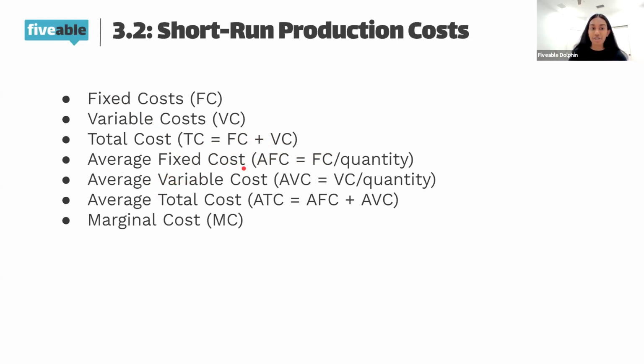And then there's average fixed cost, which is total fixed costs, which is the first one, divided by the quantity. And then average variable cost is the total variable costs divided by quantity. And then average total cost is total cost divided by quantity, or AFC plus AVC. And then marginal cost is the additional cost that it costs a firm to produce each additional unit of a good.